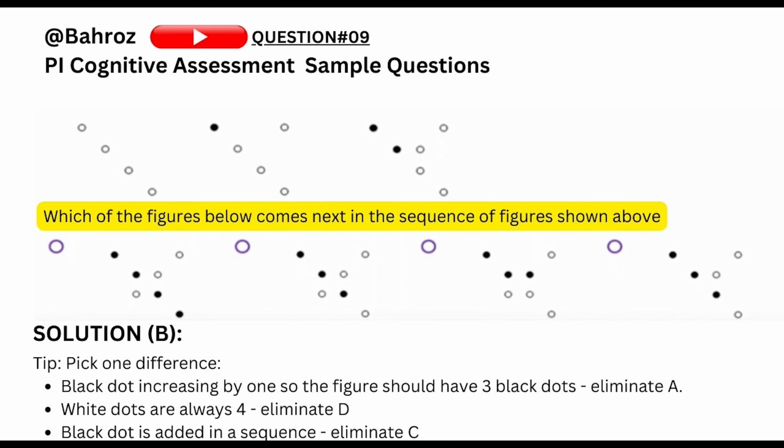And then the black dot is added in a sequence. So it is on the top one, then the next, and then the third black dot should be coming in the same pattern. So we can simply eliminate C because in C the black dot doesn't get added at the bottom, rather it moves towards the right, which is wrong. And hence our answer is B after elimination.